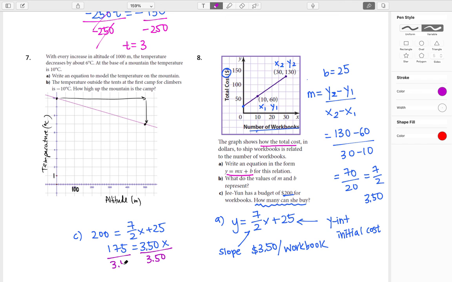So I'm going to divide both sides by 3.5. X is equal to 50. She can buy 50 workbooks for $200.